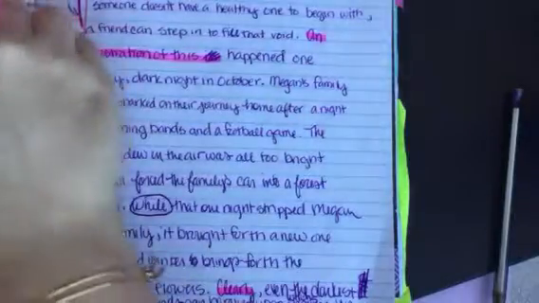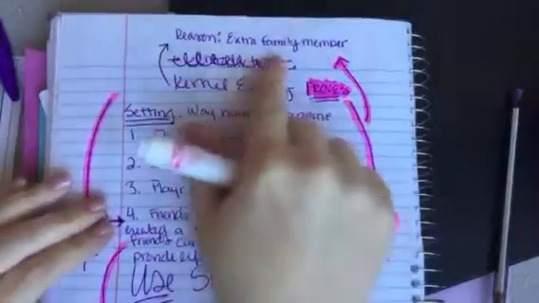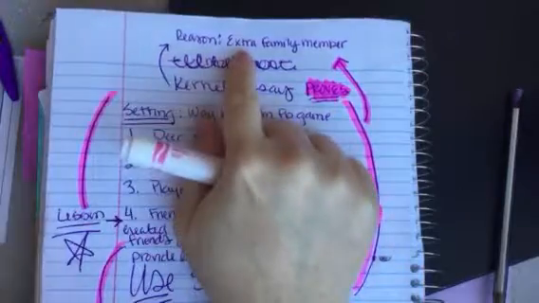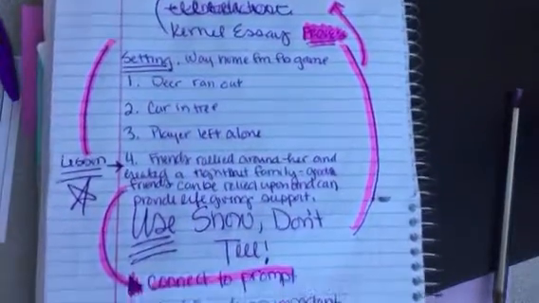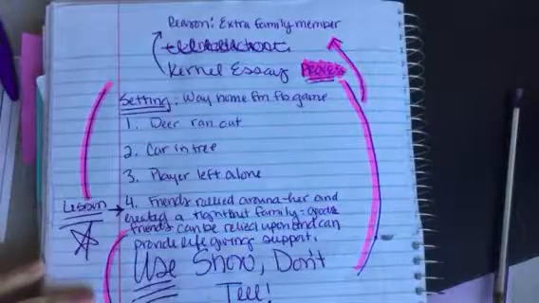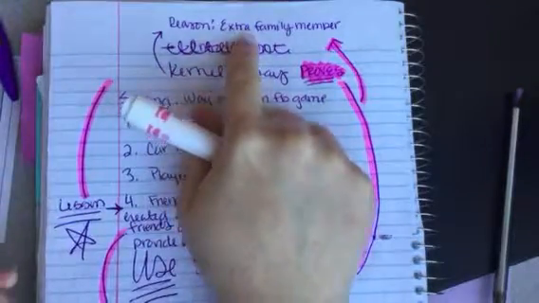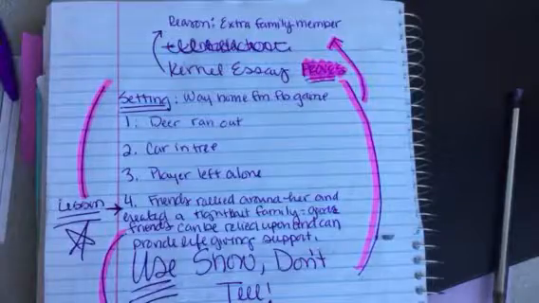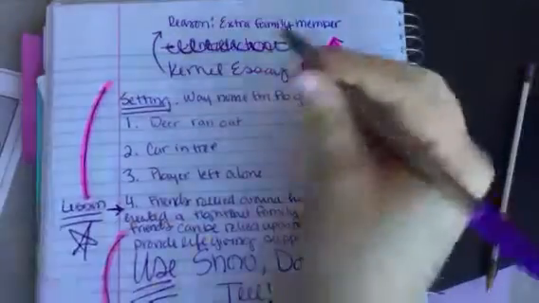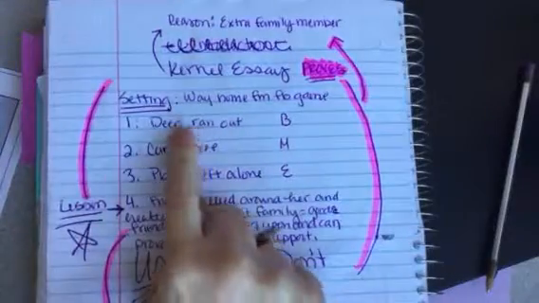Find a new piece of paper. Go up at the top, and I apologize, it's a little messy. Put your reason in again. Carry it over. My reason that I'm addressing is that there's an extra family member. Title it Kernel Essay. Now I want you to think of the proof that you gave for your reason. You're going to think of it in giant whole form because you need to have your beginning, middle, and end. But let's first start off with our setting.